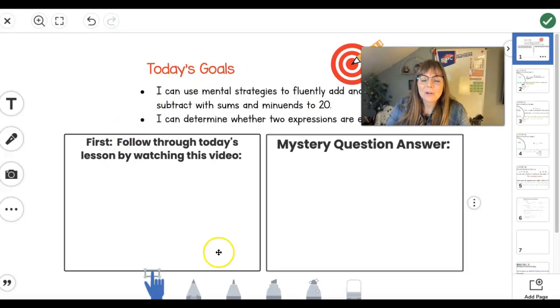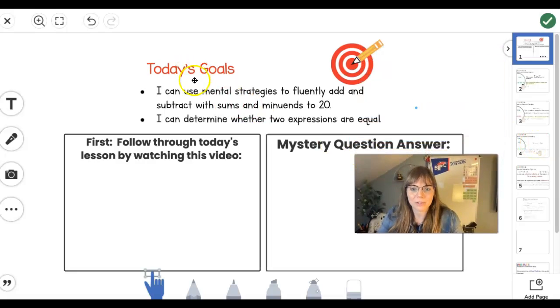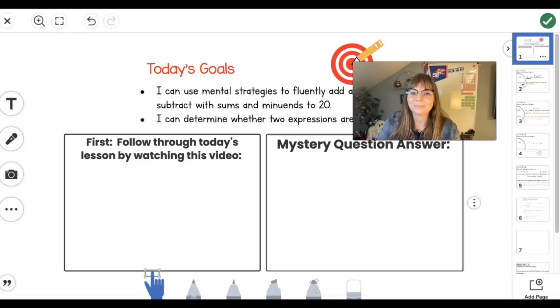Hi students! We are going to go through all of the slides together. Then you will have a chance to fill in the questions with your knowledge. Let's go over our learning targets or our learning goals. One of them is I can use mental strategies to fluently add and subtract with sums and minuends to 20. I can determine whether two expressions are equal.